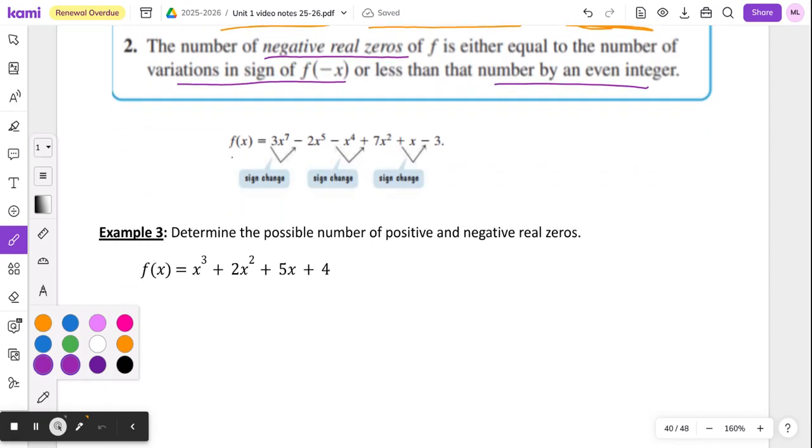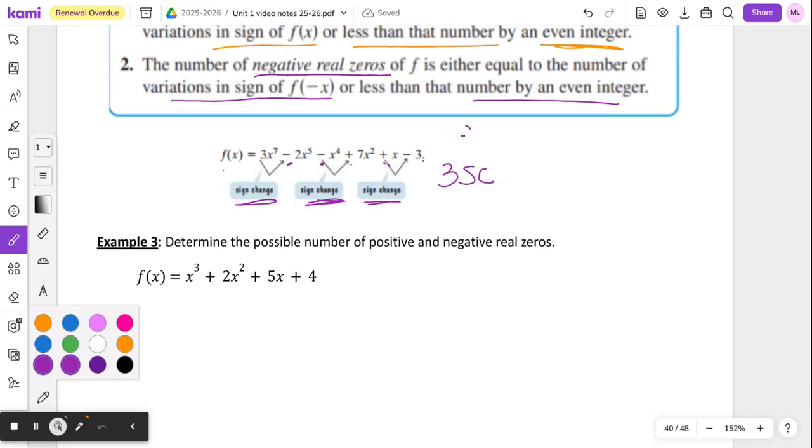So what does that mean here? If we have f of x, we look at the number of sign changes. So from 3x to the 7th to negative 2x to the 5th, there's one sign change. Negative followed by negative, no sign change, but then it goes negative 1 to 7, there's another sign change. Positive 7 to positive x, not a sign change, but positive x to negative 3, sign change. There are 3 sign changes for f of x. That means there are 3, or we decrease that by an even integer, just decrease it by 2, so 1 positive real zero.